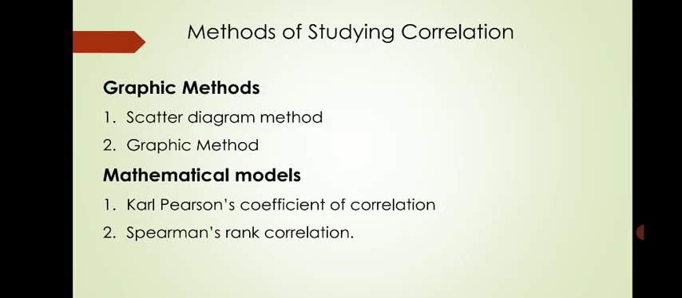Then these are methods of studying correlation. We can study correlation by graphic methods as well as mathematical models. In graphic methods we can study by scatter diagram as well as graph methods, and in case of mathematical models we can study by Karl Pearson coefficient of correlation method or Spearman rank correlation method.